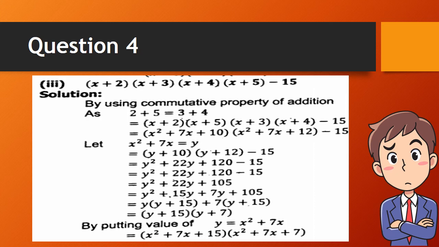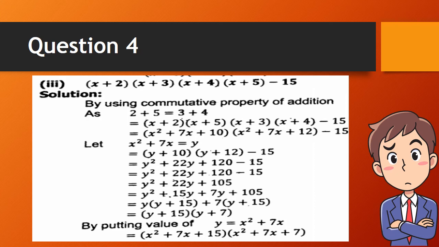Now what you have done is you have applied the midterm method. You have multiplied 105 with the constant of the first term, that is 1. So you will be getting 105. You will make the factors of 105 such that by adding or subtracting them you will be getting 22. So 15 and 7 will make up 22. Now take y common from the first two terms.